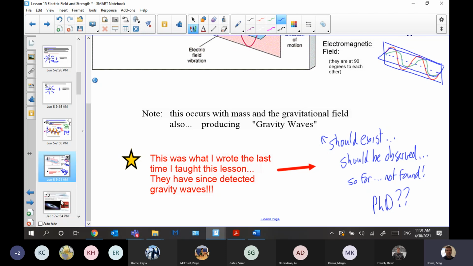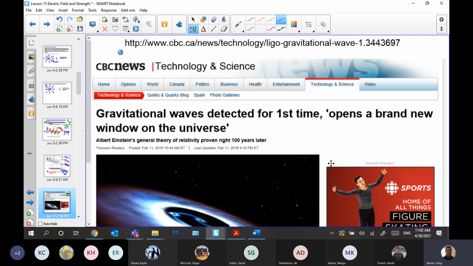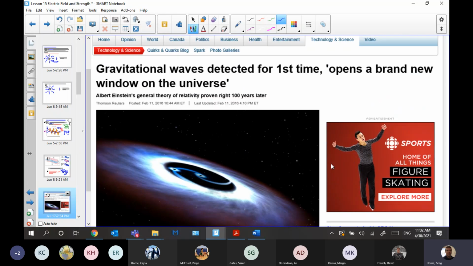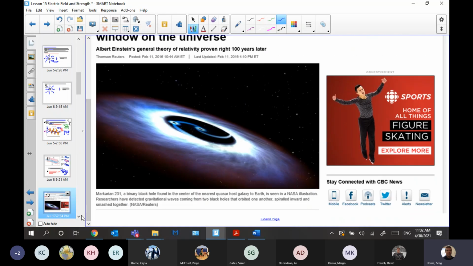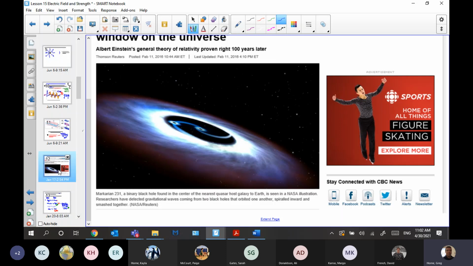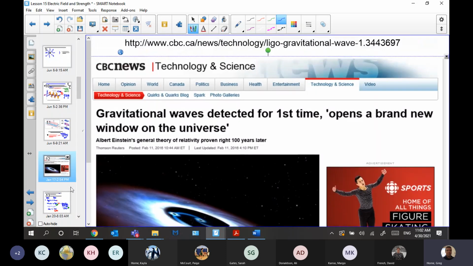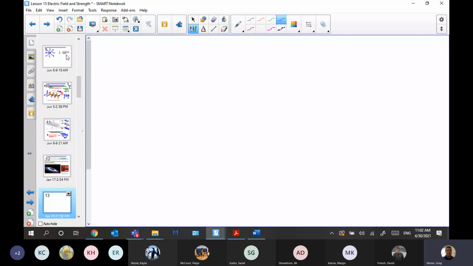Well, what happened in the years since? Scientists actually discovered gravity waves. They built a detector to detect gravity waves, and that article was the heading from it. How that detector works is they have a super long, I think it's like 4 kilometer shaft in the ground this way.